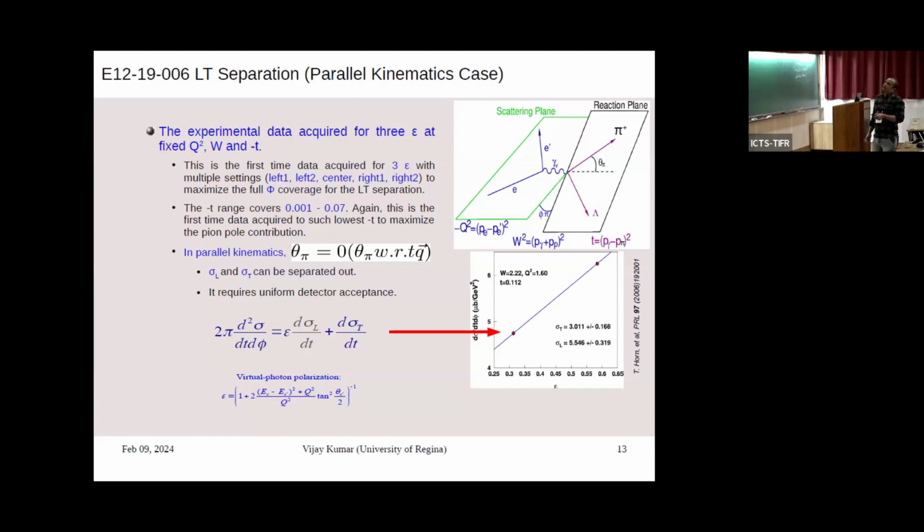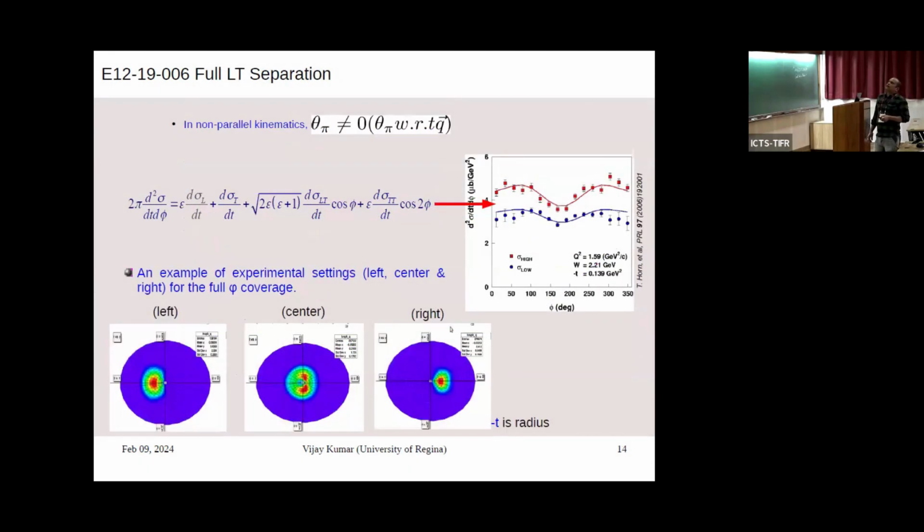And here we can see this fitting line, and they separated the longitudinal and transverse cross sections. Here they did this for 2 epsilon. So next, the full LT separation. Here we have multiple settings, and we will actually add all of these, left 1, left 2, center, right 1, right 2, to have full phi coverage. And then from there, we will fit this full LT separation equation.